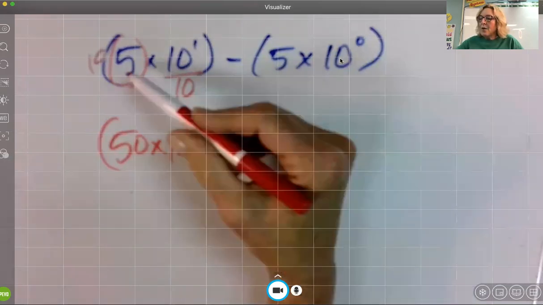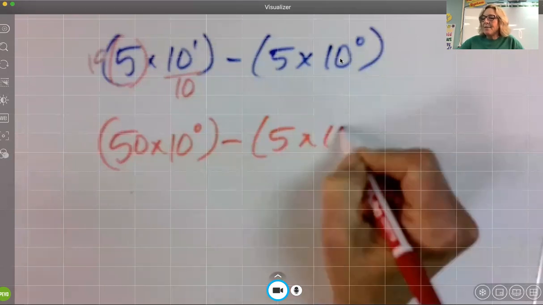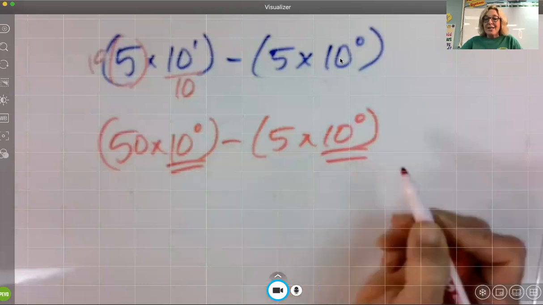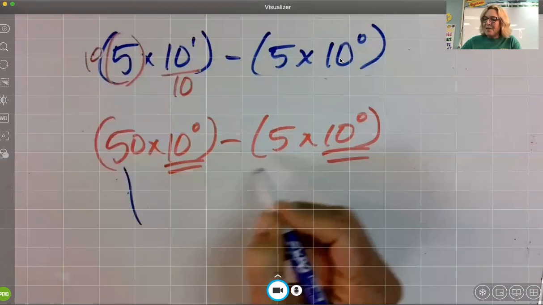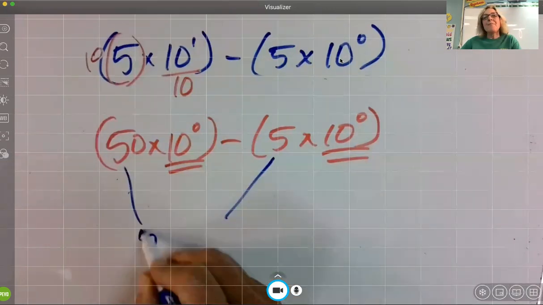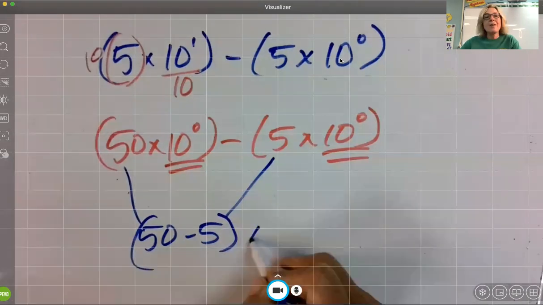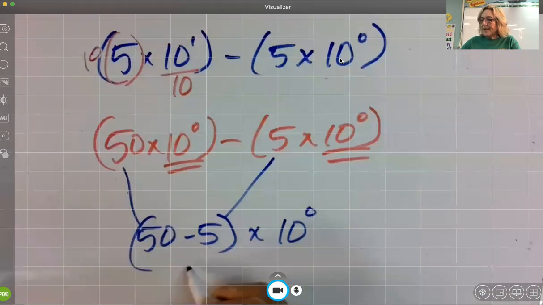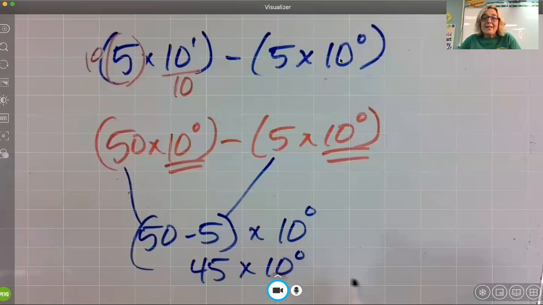And now what you can see is we have two groups that have the same power of 10, 10 to the 0 power. So now what we can do is we can subtract the coefficients, the 10 and the 5, or the 50 and the 5. So 50 minus 5 times that same common power of 10. So 50 minus 5 is 45, times 10 to the 0 power is equal to 45, which is what we said this needed to be.